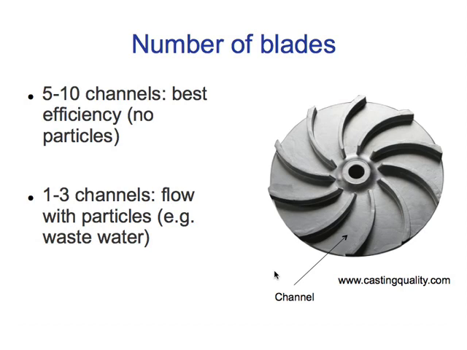Impellers with 5 to 10 channels have proven to give the best efficiency and are used for fluid without solid particles. On the other hand, 1, 2, or 3 channel impellers are used for fluids with particles such as wastewater.